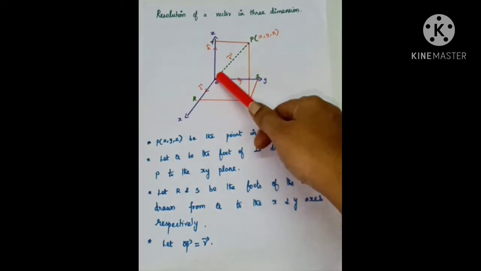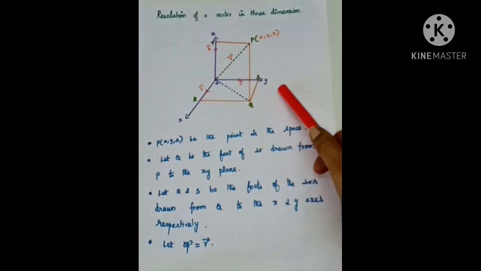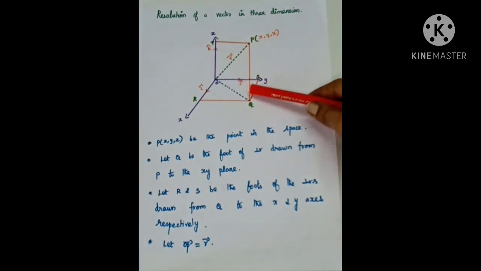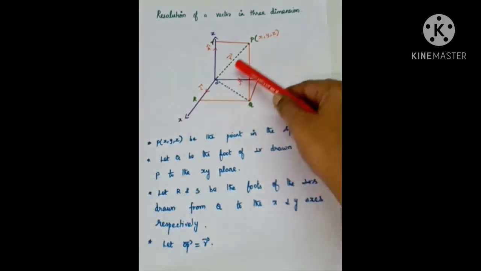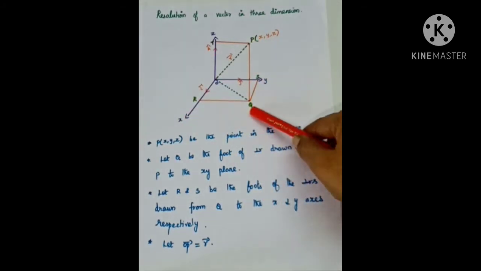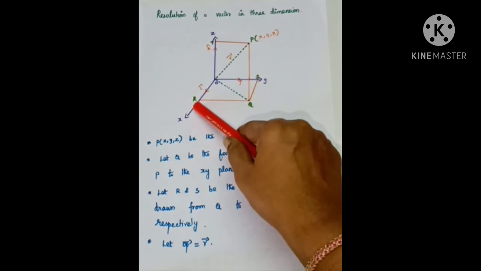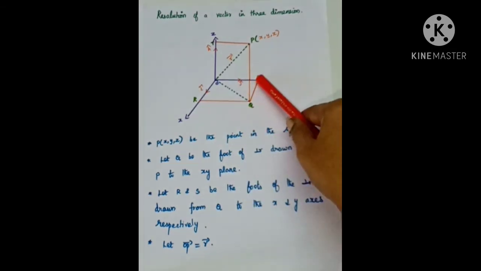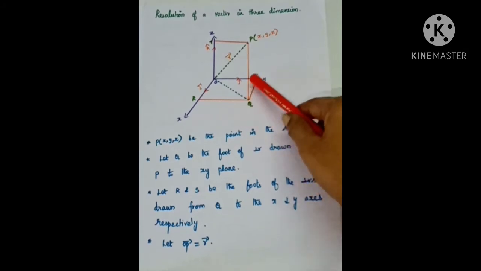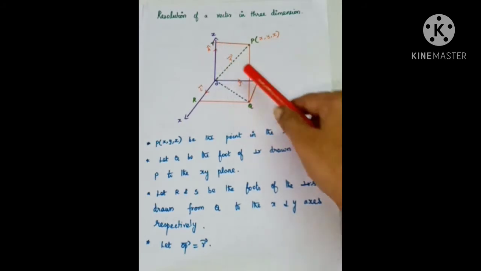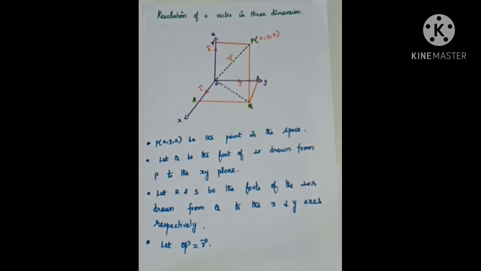So we have to consider 3 axes. One is the x axis, another one is the y axis, another one is the z axis. And from P you have to draw the perpendicular to the xy plane. So that foot is Q. From Q you have to draw the perpendicular to the x axis. That foot is R. And S is the foot of the perpendicular drawn from Q to the y axis. And T is the foot of the perpendicular drawn from P to the z axis.